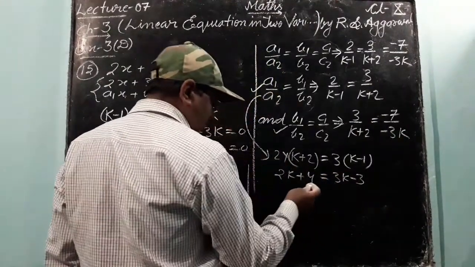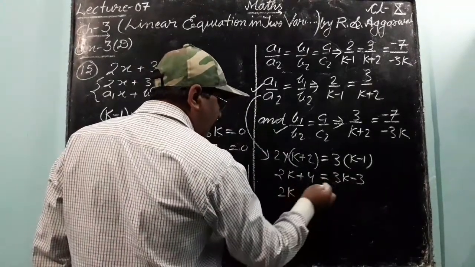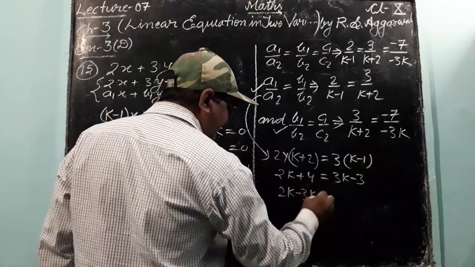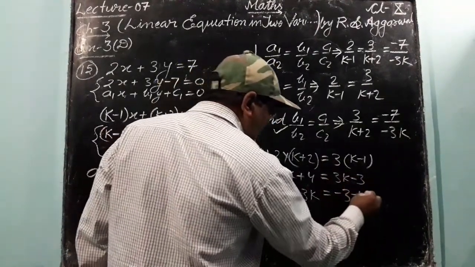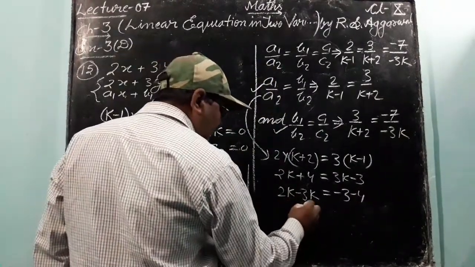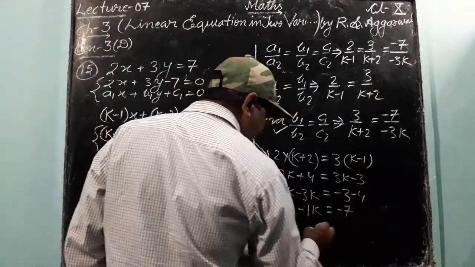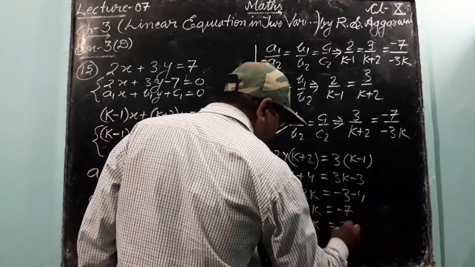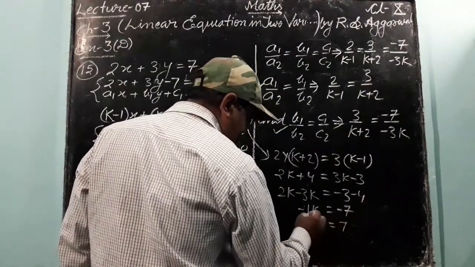Finally you transpose 3k there, that is, 3k will be transposed here as minus 3k, and the minus 3 will be transposed as minus 4. In this way you will get 2k minus 3k is equal to minus 7, so minus k is equal to minus 7. Therefore k is equal to 7, because both are negative, so it will be positive.